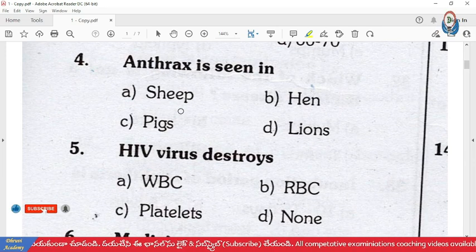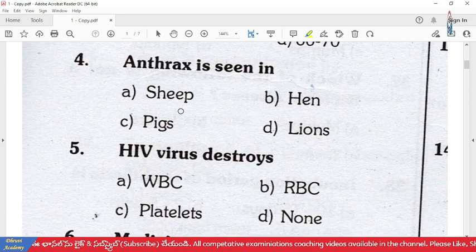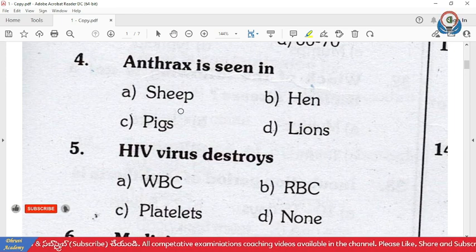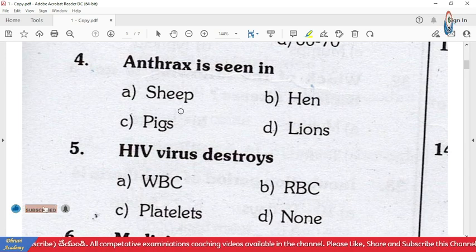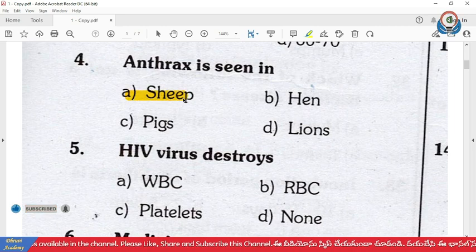Next, anthrax is seen in, is it A sheep, B hen, C pigs, or D lion? Which is the correct answer? Anthrax is seen in, we have read it many times. Anthrax is seen in sheep. Answer is sheep.